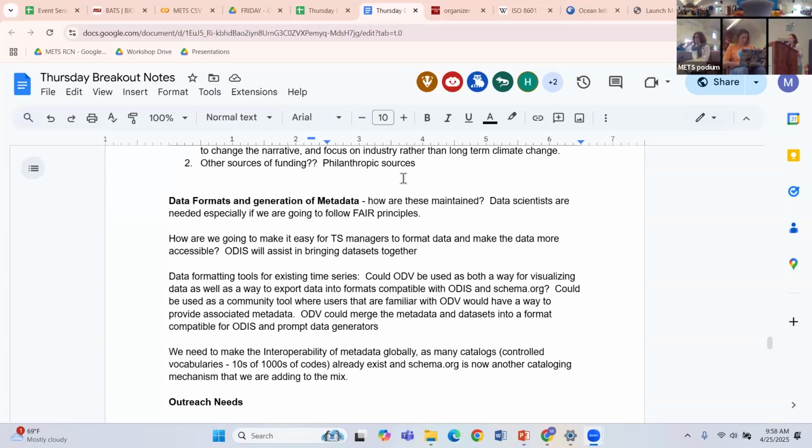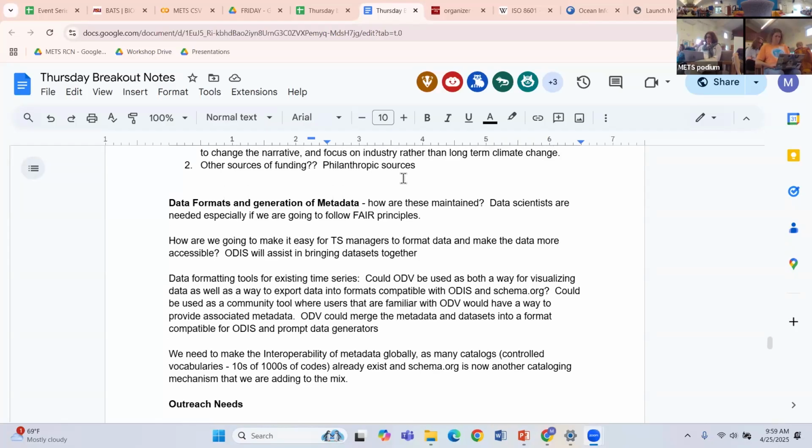Charlotte was a part of our group as well, and that's where she brought up some of the key issues regarding metadata, and that we've already generated quite a few of these catalogs, and talked about interoperability of the metadata globally, and could we use some of these controlled vocabularies that have already been generated.